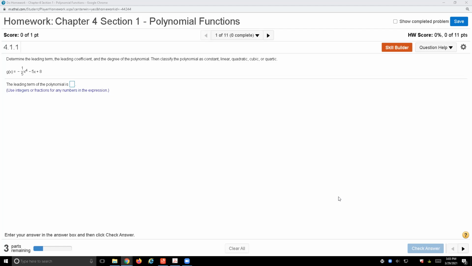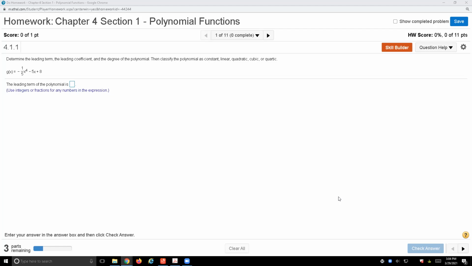The leading coefficient. Negative 1? No, it's whatever's in front of the x. Negative 1/5, negative 1 over 5, right. The leading term is whatever has the highest exponent. The leading coefficient is whatever is in the leading term, what's in front of the x. The degree is 4, a fourth order degree.